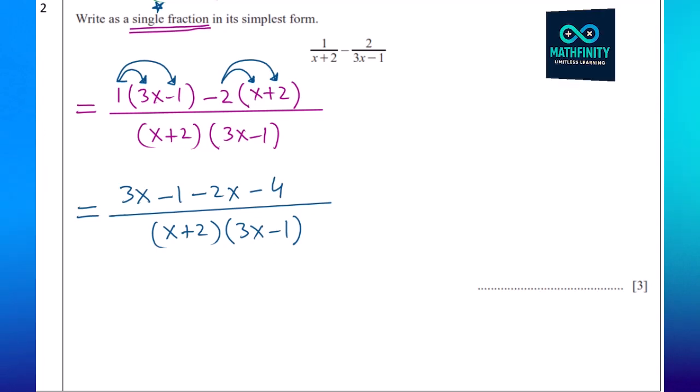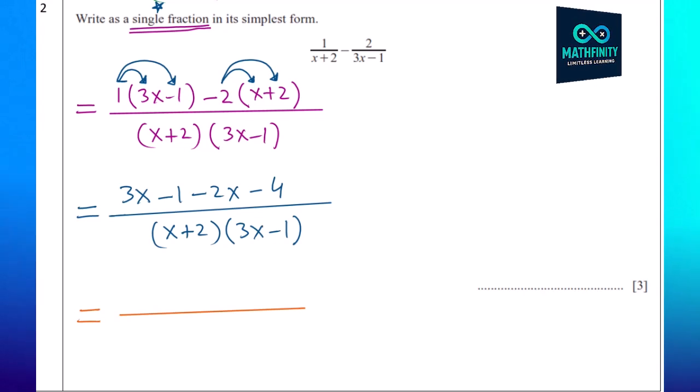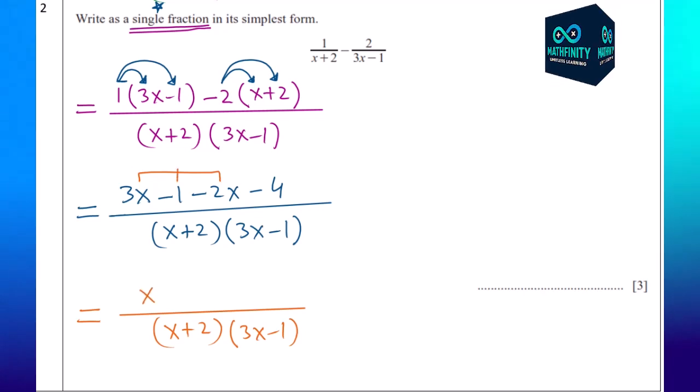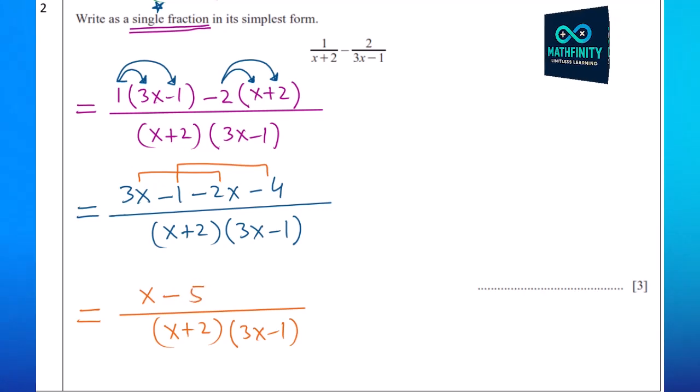After this, we have to add or subtract the like terms, but only in the numerator. Denominator you will keep as it is, x plus 2, 3x minus 1. What are the like terms? 3x minus 2x. What is left? x. Minus 1, minus 4, minus 5. This is the simplest form.